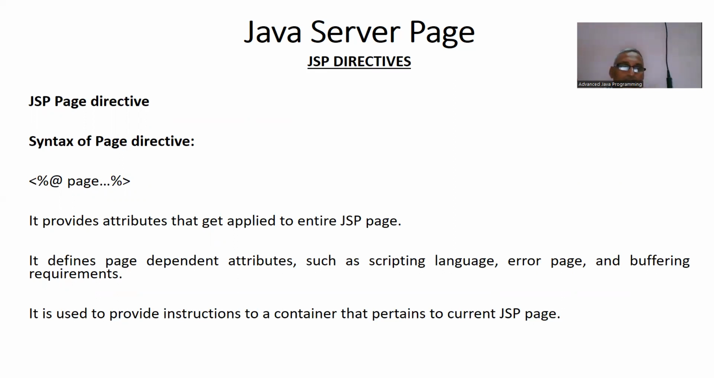What are the attributes? First one, language, extends, import, contentType, info, session, isThreadSafe, autoFlush, buffer, isErrorPage, pageEncoding, errorPage, isELIgnored. This is the list of attributes associated with the page directive. Next thing, JSP include directive.